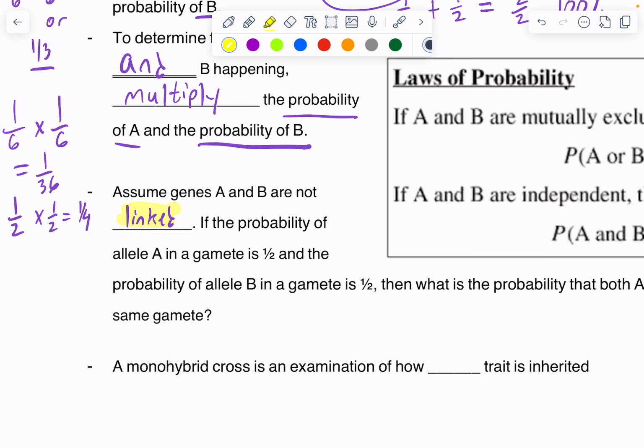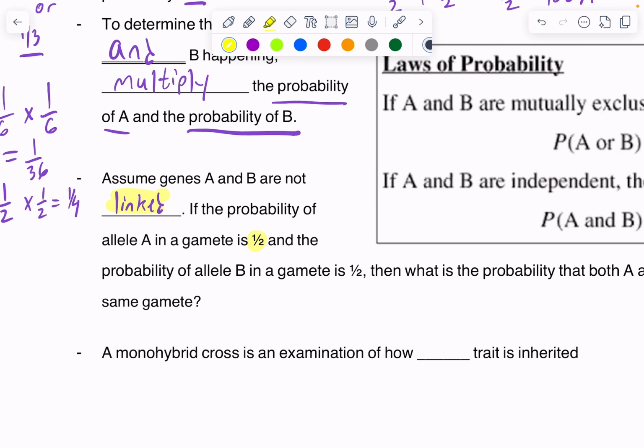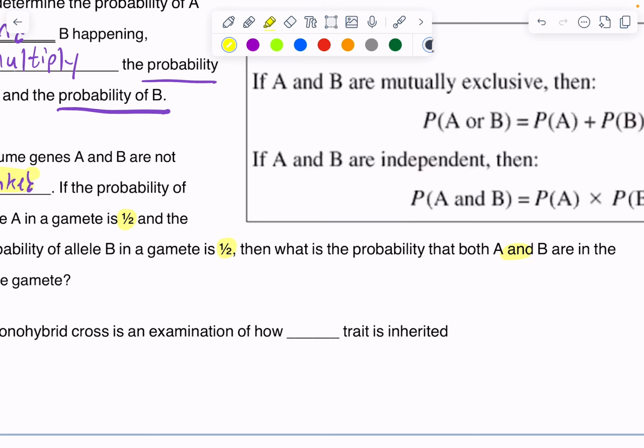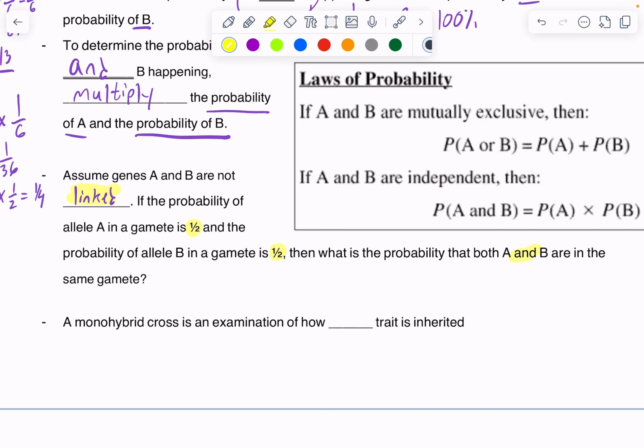And so if the probability of allele A in a gamete is 1/2, like from a Punnett square, and the probability of allele B in a gamete is 1/2, what is the probability that both A and B are in the same gamete? If it's an "and" statement, that's where we multiply. So it would be 1/2 times 1/2, and so it would be a 1/4 probability that the gamete is going to have both of those traits, or both of those alleles, in a gamete or sex cell.